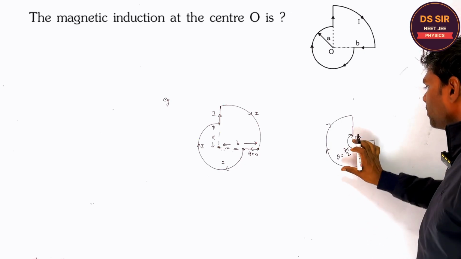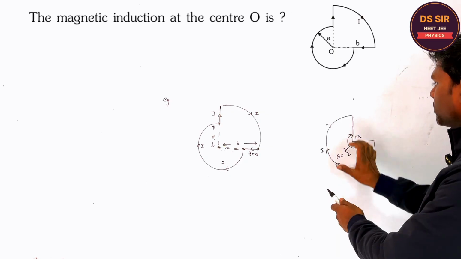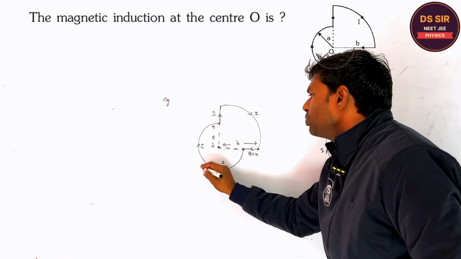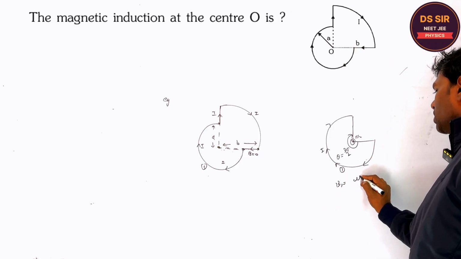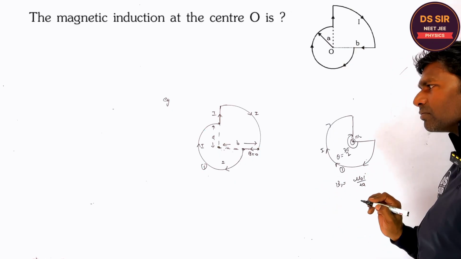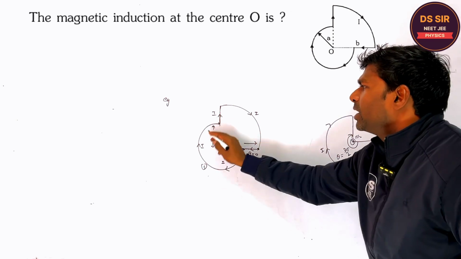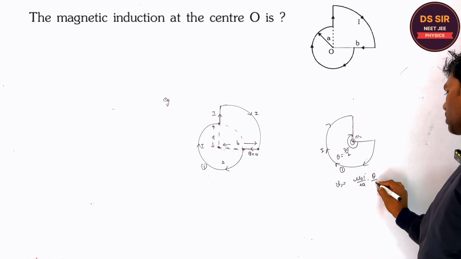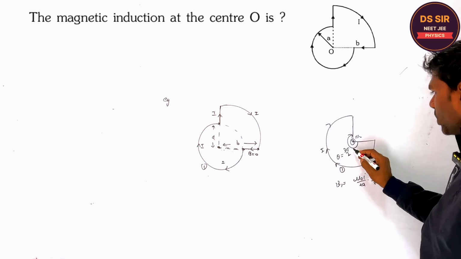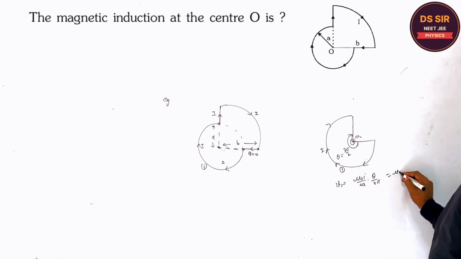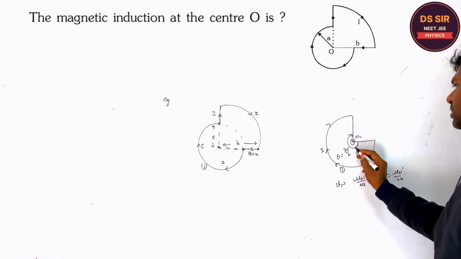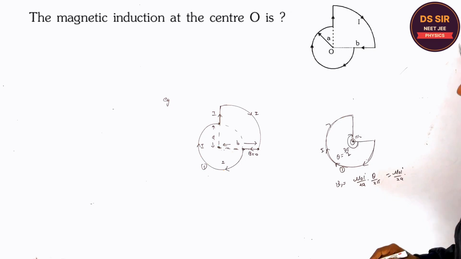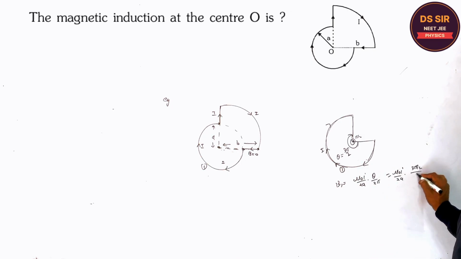So if this is theta, due to this circular arc, the magnetic field due to the first portion you can assume is mu naught I upon 2a. This radius is a into theta upon 2 pi. What is the theta over here? Tell me, what is the angle made by this portion at the center? Say 3 pi by 2 divided by 2.